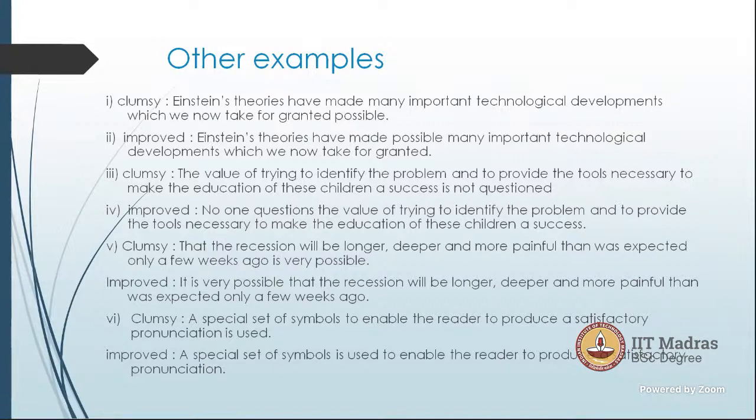The last one, a special set of symbols to enable the reader to produce a satisfactory pronunciation is used. So what did you do? So you rearranged it to write it as a special set of symbols is used. So that becomes the subject part. Why? To enable the reader to produce a satisfactory pronunciation. Sounds much better than saying a special set of symbols to enable the reader to produce a satisfactory pronunciation is used. There is a lot of clumsiness involved. There is lack of clarity, which has been solved by the rewriting of the sentence into the one that you see in front of you, right? A special set of symbols is used to enable the reader to produce a satisfactory pronunciation.